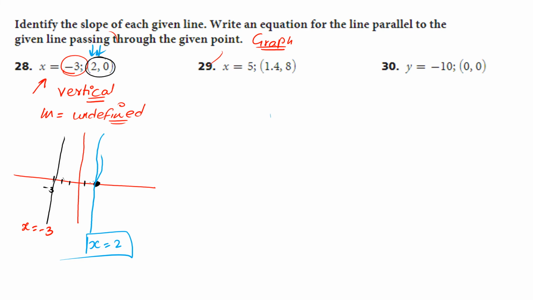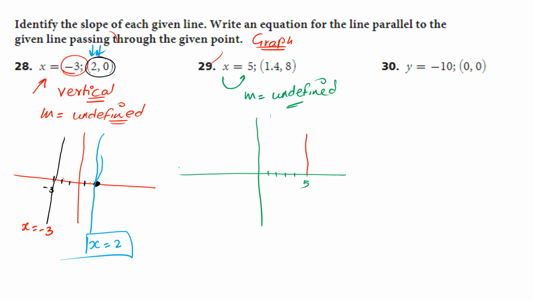Okay, now again x equals 5. Whenever an x value is given, it means the slope is what? Undefined, because you are going to have a vertical line. Now sketch the graph. x equals 5. So 1, 2, 3, 4, 5. Sketch the graph, and since x equals something is written, draw a parallel, vertical line, x equals 5. Now take only the value of x to write the other equation.